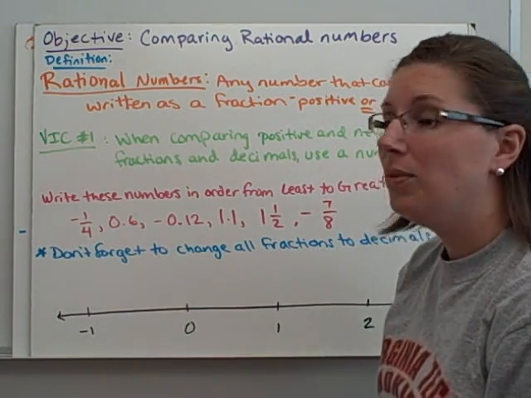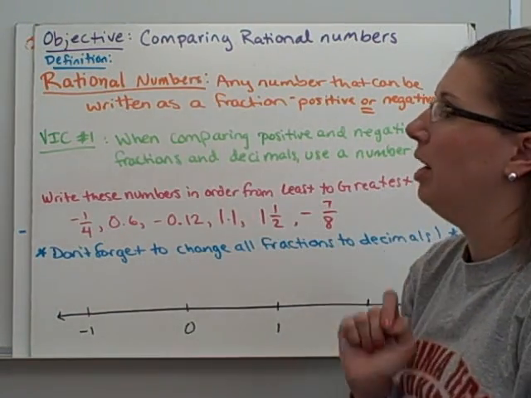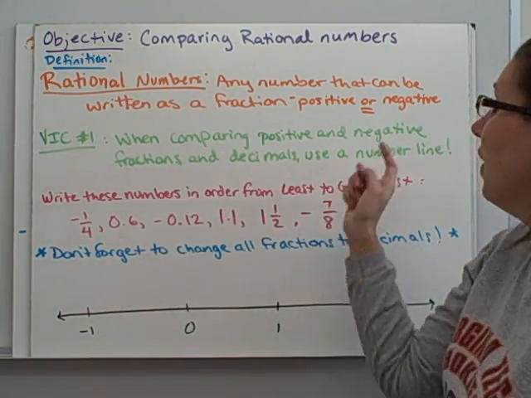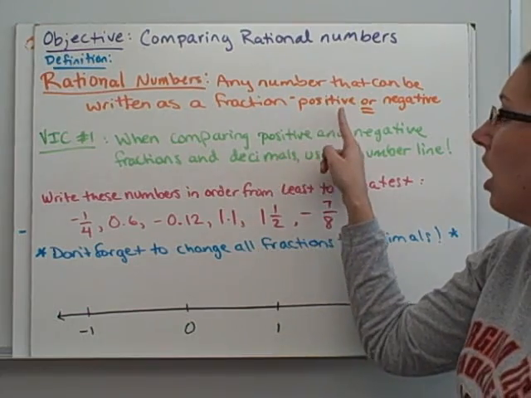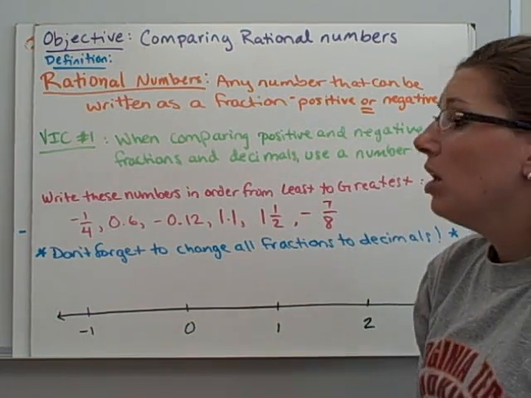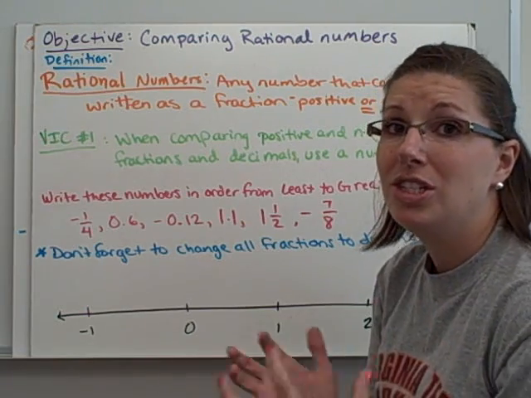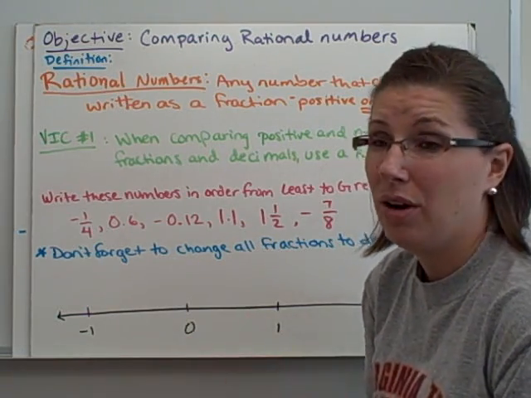Hey everyone, today we're talking about comparing rational numbers. Well, what is a rational number? A rational number is any number that can be written as a fraction, positive or negative. So we're going to start dealing with positive and negative fractions and decimals all mixed together.